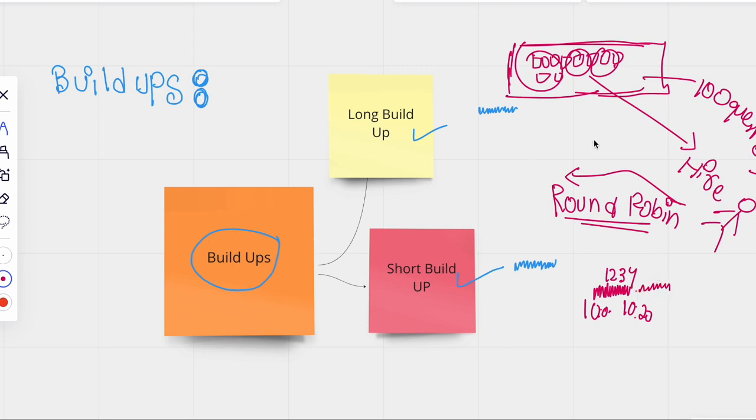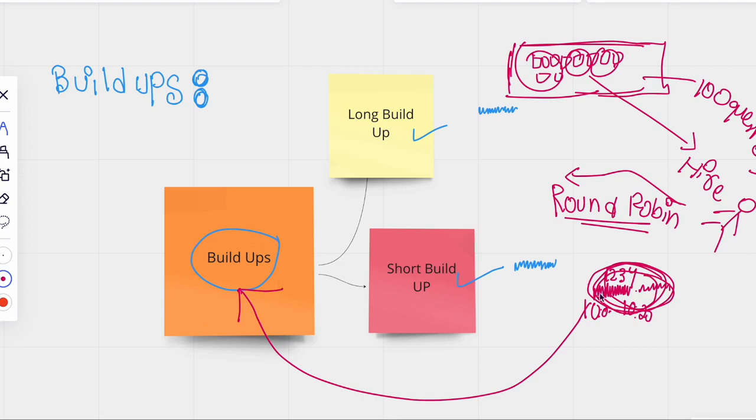So if I ask you what he's trying to do, he's trying to accumulate all the ice cubes that we have ordered, which can be compared with build-ups in the market. The same thing: the stocks are accumulated in the build-up. So I hope you have understood the analogy for the build-up.